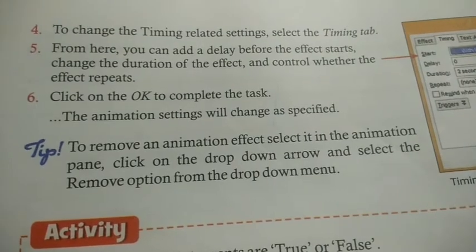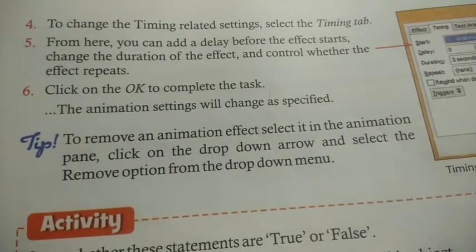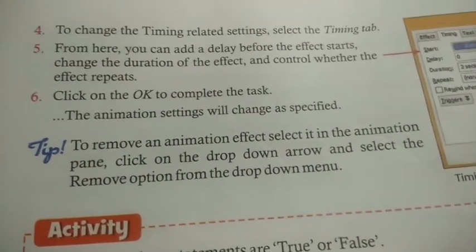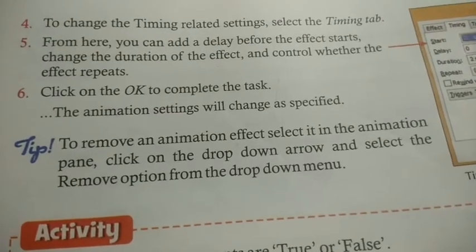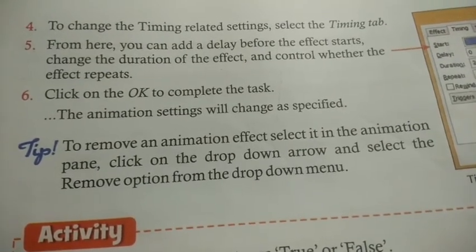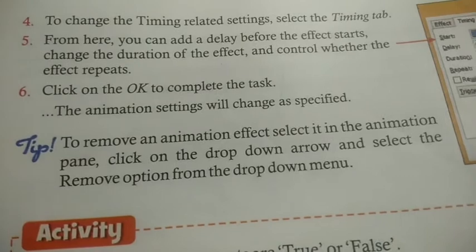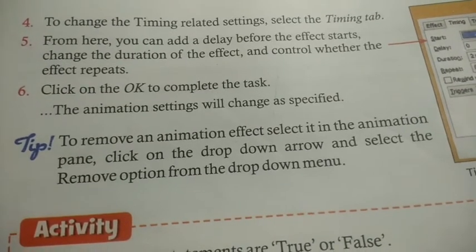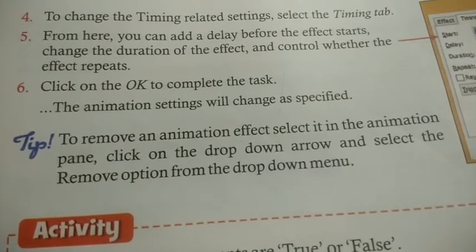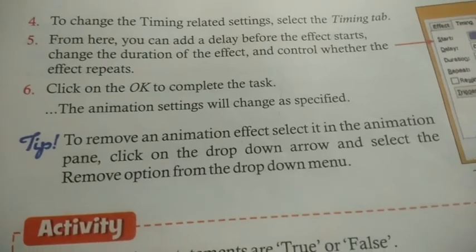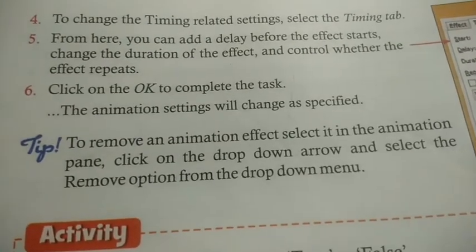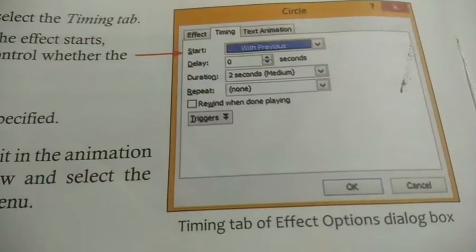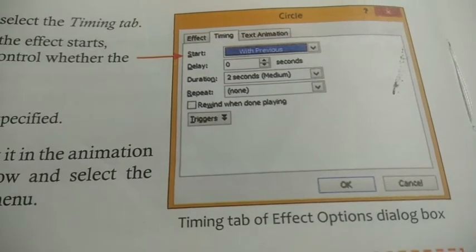Then, fourth, to change the timing, select the timing tab. From here you can add a delay before the effect starts, change the duration of the effect and control whether the effect repeats. Then click on OK to complete the task. The animation settings will change as specified. So this is the timing tab of the effect options dialog box.